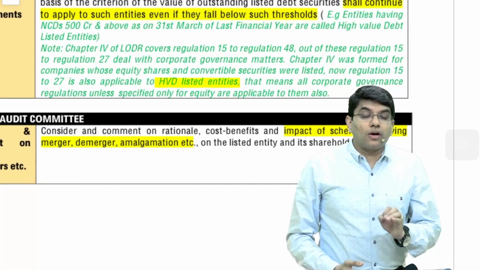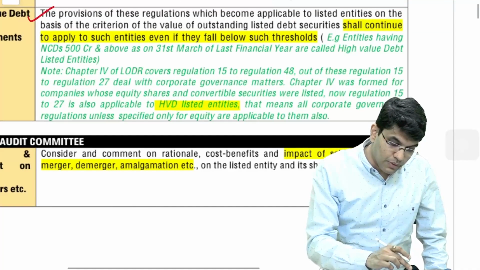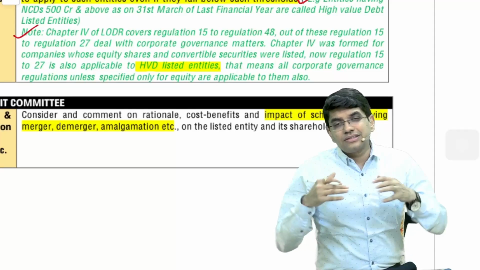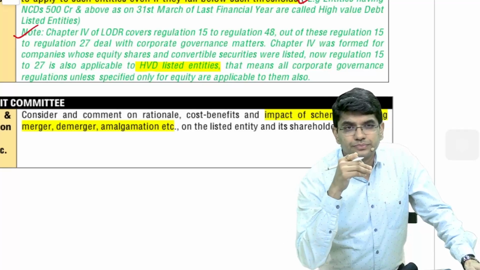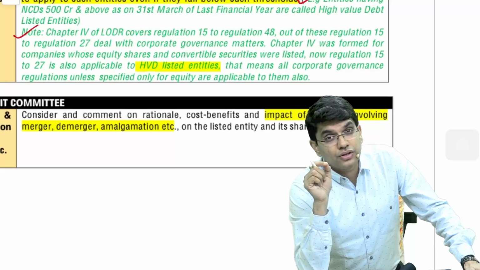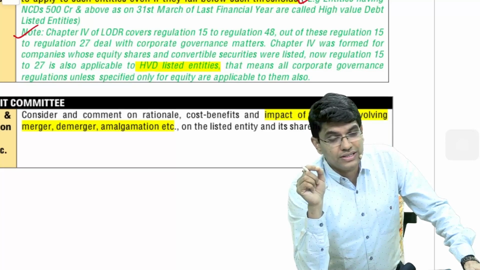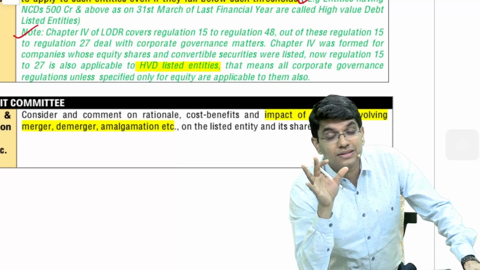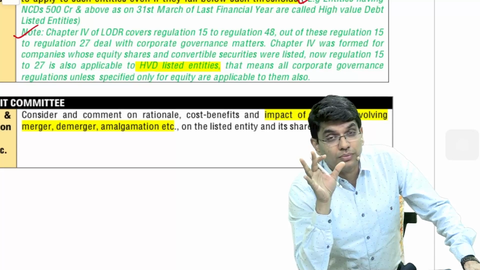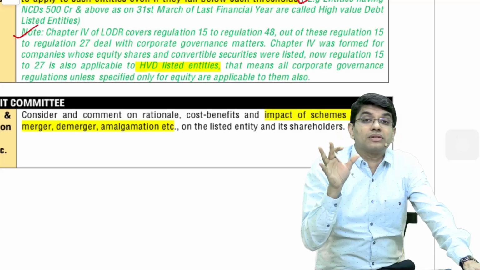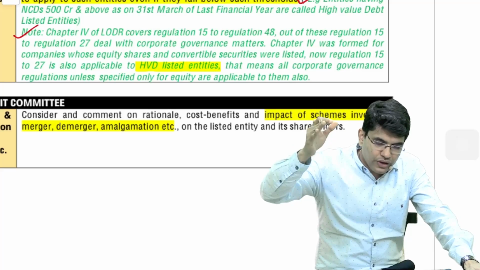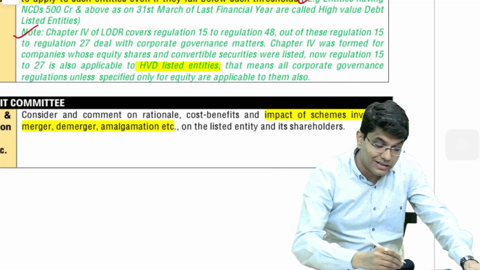See, in chapter number 4 of LODR regulation, they have come up with a new category of entities. All the content which is in green, these are our comments just for making understanding better. So we have chapter 4 of LODR, which covers regulation 15 to 48. Out of that, 15 to 27 is specifically for making corporate governance better. Earlier, chapter 4 was applicable only to equity shares and convertible securities, that is specified instruments. Now the change is regulation 15 to regulation 27 of LODR is now applicable to HVD listed entities also.